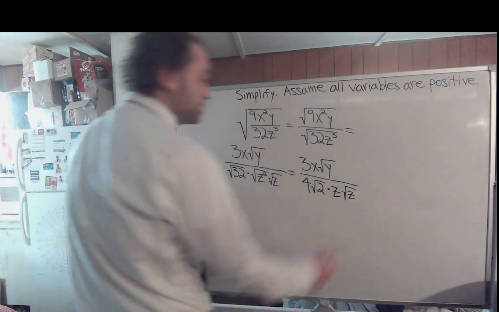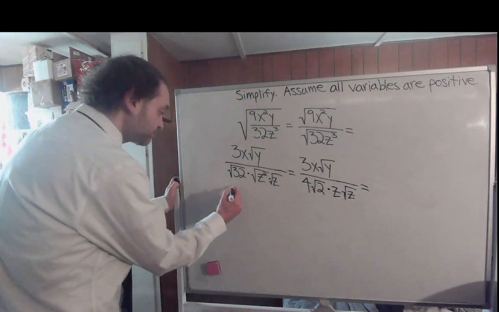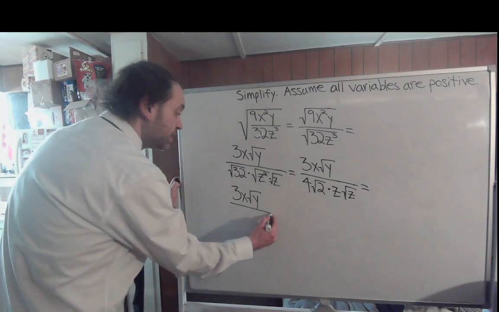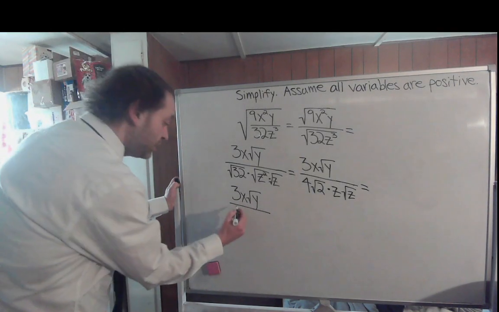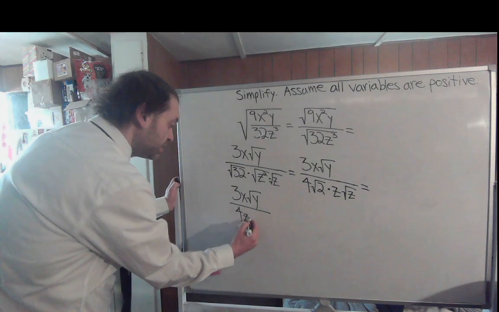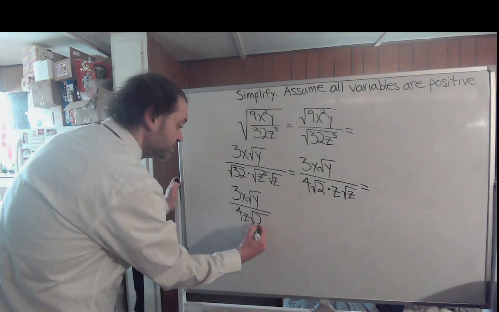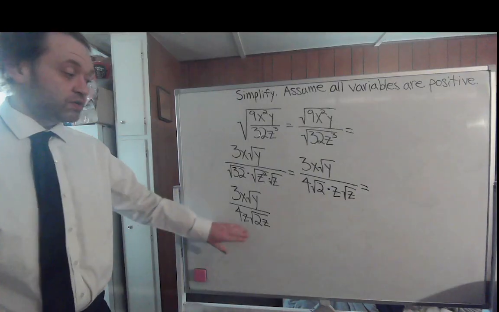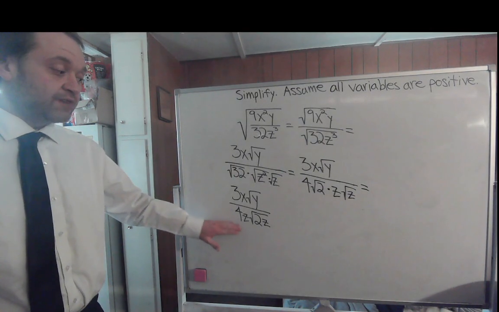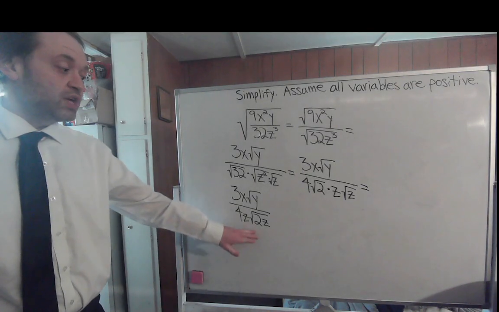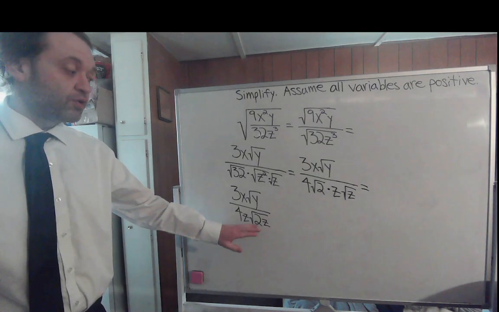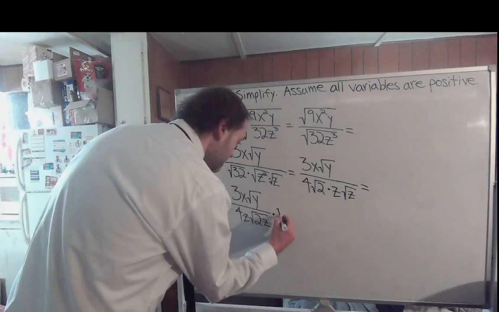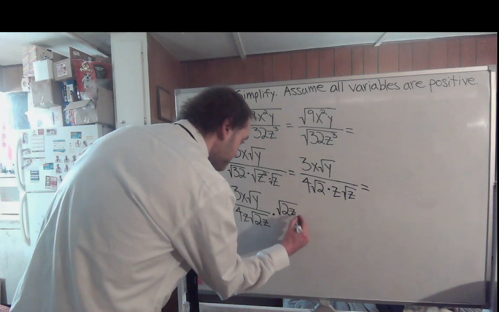All right, so let's simplify even a little more. You have 3x times the square root of y all over 4z times the square root of 2z. Well, we still have to rationalize the denominator because you can't have a radical in the denominator. So that means you got to multiply both numerator and denominator by that square root of 2z. So let's do that.